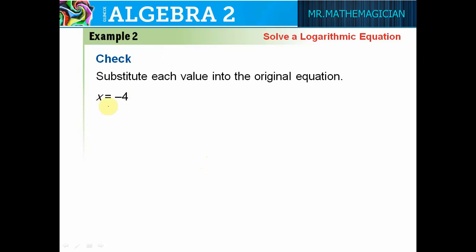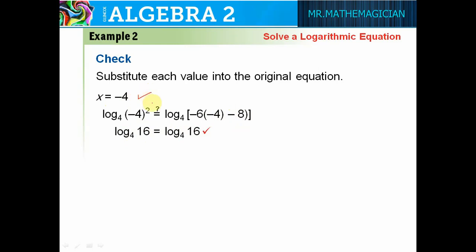Let's take the first value, x equals negative 4, and put it in the place of x in the original equation, and your question is whether the left hand side equals the right hand side or not. For this one, power 2 will cancel the negative, so it becomes log 16 to the base 4. For this one as well, it will be log 16 to the base 4, so the left hand side is really equal to the right hand side. So x equals negative 4 works.